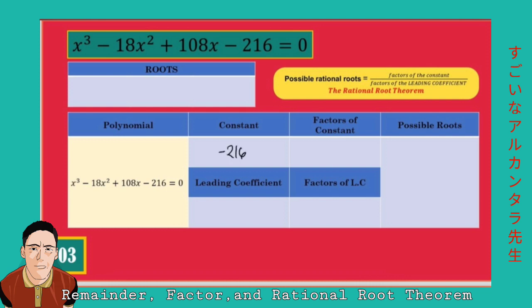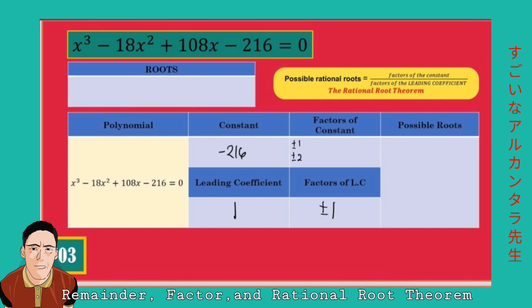Then, our leading coefficient is 1. So, positive, negative 1 ang factors natin for leading coefficient. Now, for 216, madami yan. We start with positive, negative 1. The technique here, guys, if the number is too high, what to do is start with the lowest number that is correct. So, 1. So, 216 divided by 1 is 216.